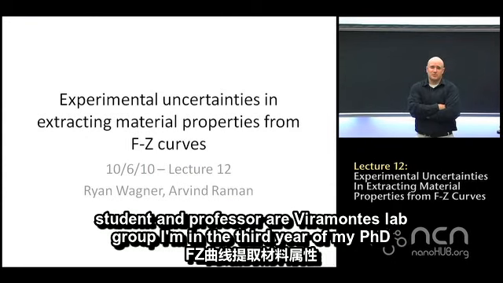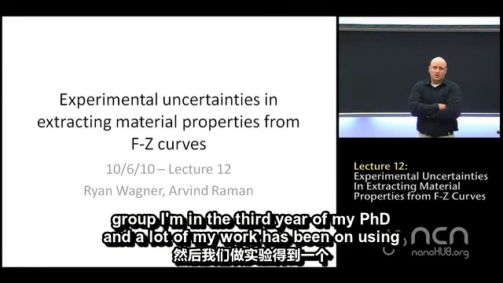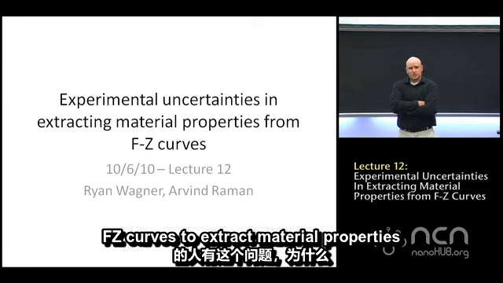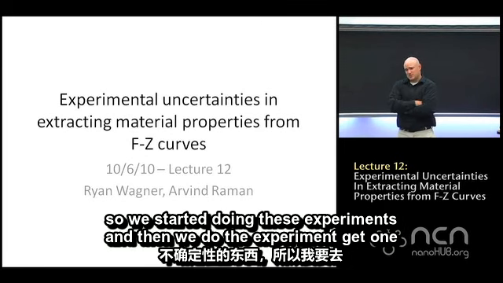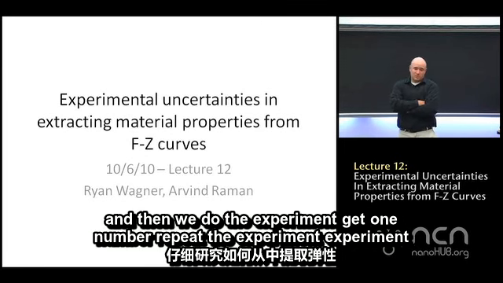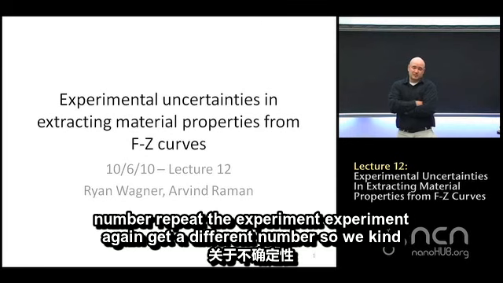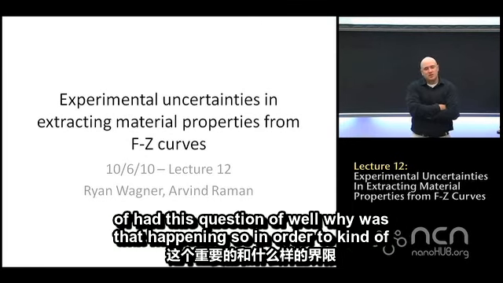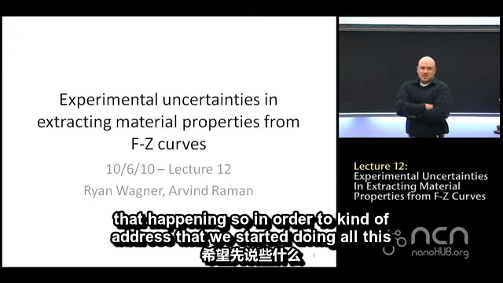I'm in the third year of my PhD, and a lot of my work has been on using FZ curves to extract material properties. So we started doing these experiments, and then we would do the experiment, get one number, repeat the experiment again, get a different number. So we had this question of, well, why was that happening? In order to address that, we started doing all this uncertainty work.